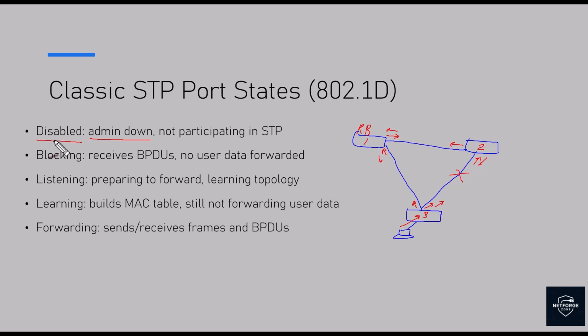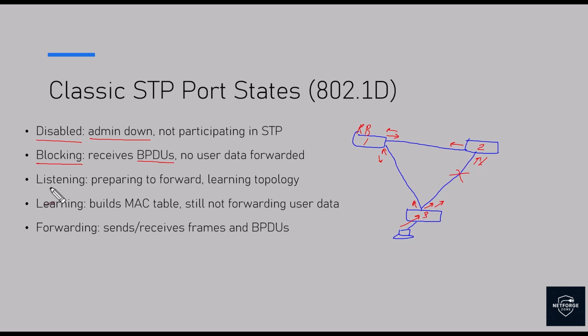Then we have a no-shut port, which means a port that is up, but it is in the blocking state. In a blocking state, we receive BPDUs. We don't care about the data we receive; we just drop all of it. We receive BPDUs, and we check that.